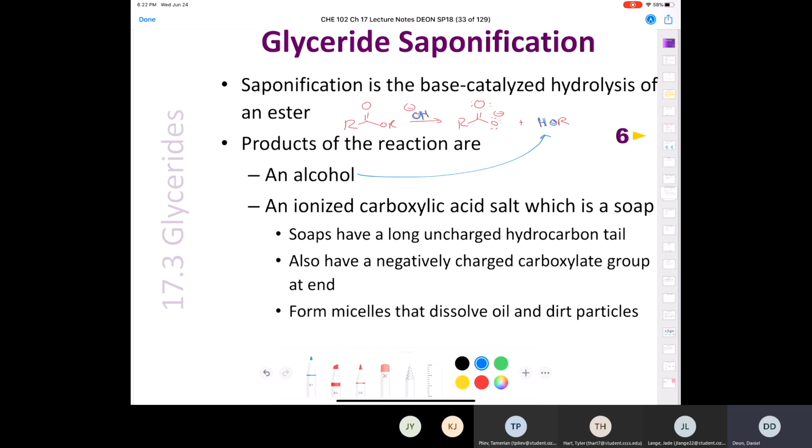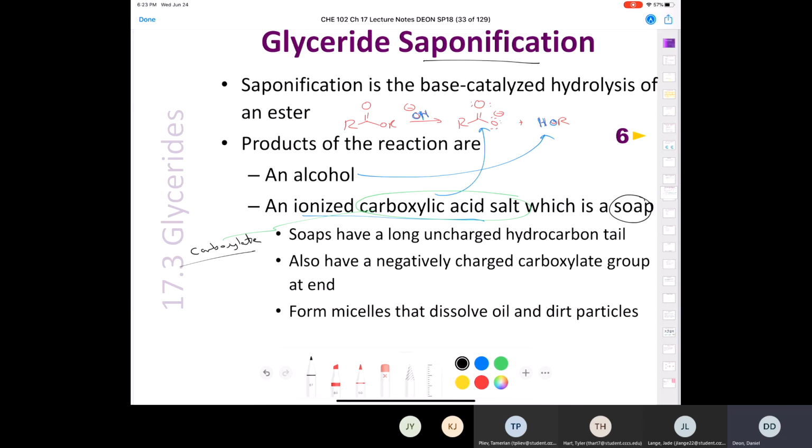So here's our alcohol right there, and an ionized carboxylic acid salt. And I told you another way to name a carboxylic acid salt is to call it a carboxylate. They both mean the exact same thing. Now, it says here that if we take a triglyceride, so something that has a long fatty acid chain on it, and we undergo the base catalyzed hydrolysis or saponification reaction, in that case, we get the carboxylate, but in this case, it would be a soap.